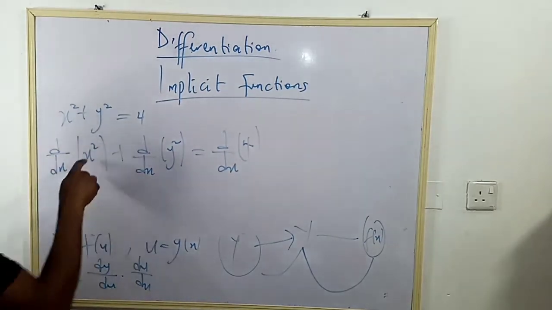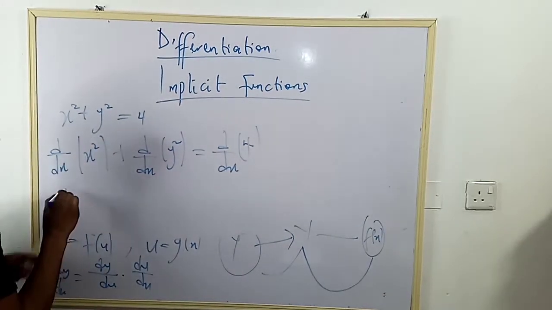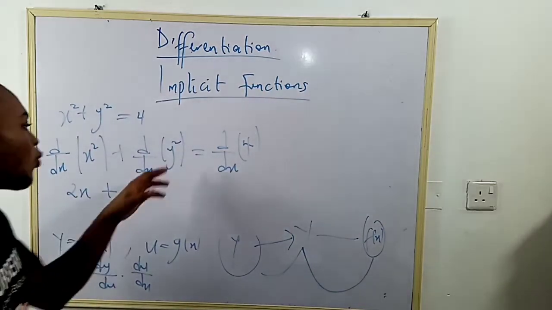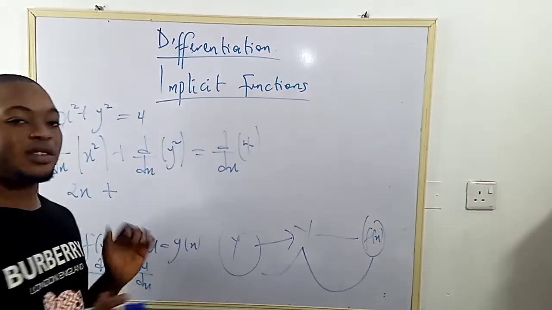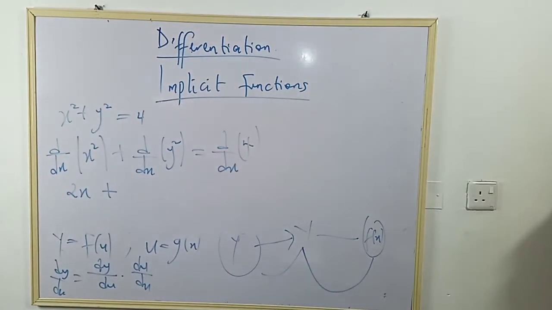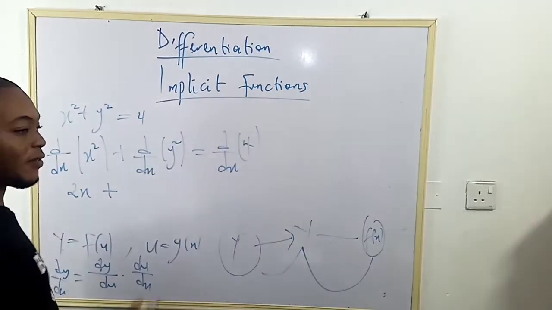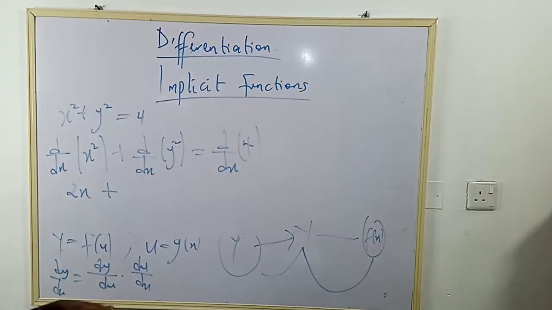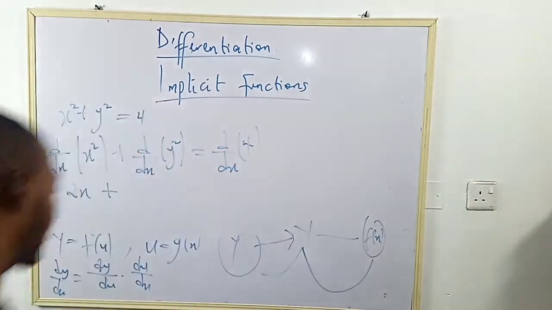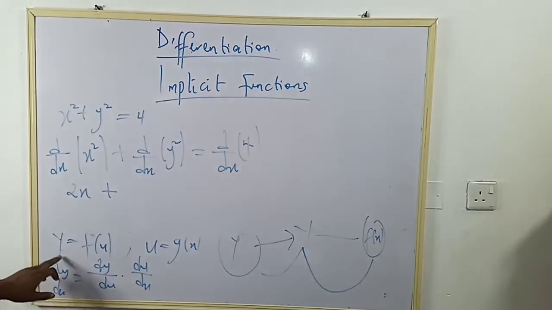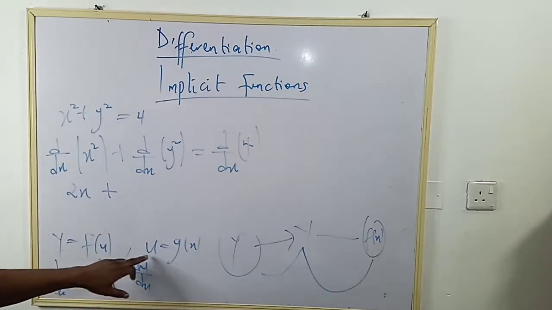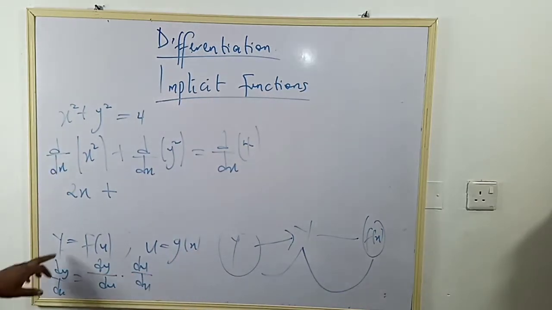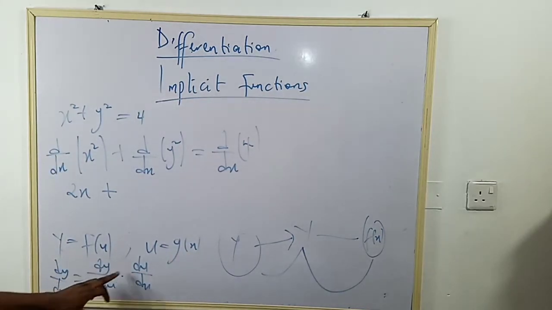Now, the derivative of x squared with respect to x is going to be 2x, plus, now, the derivative of y squared with respect to x. That's where we have to apply this. Now, y squared is a function of another function. y squared is a function of y, and y also is a function of x. So if y is equal to f of u and u is equal to g of x, another function of x, then dy/dx will be equal to dy/du times du/dx.